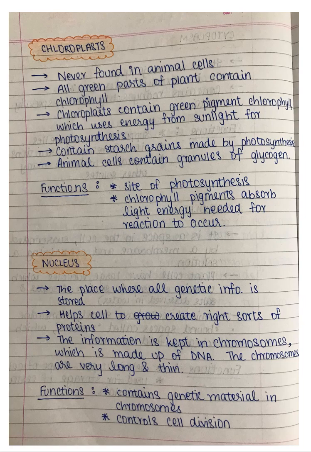The nucleus is the place where all the genetic information of the cell is stored. It helps the cell to create the right kinds of proteins, and the information is kept in chromosomes, which are made up of DNA. The functions of the nucleus are that it contains genetic material in chromosomes and it controls cell division.